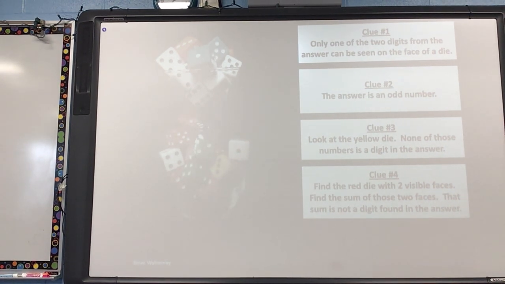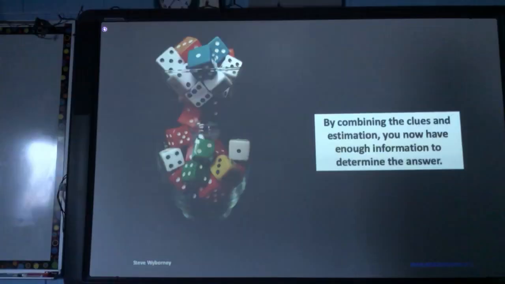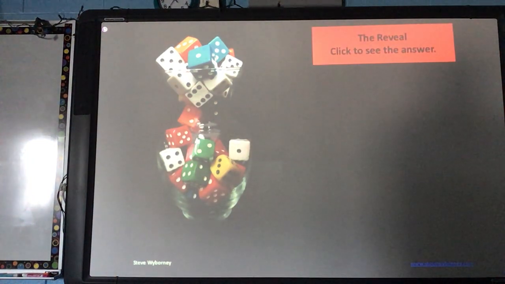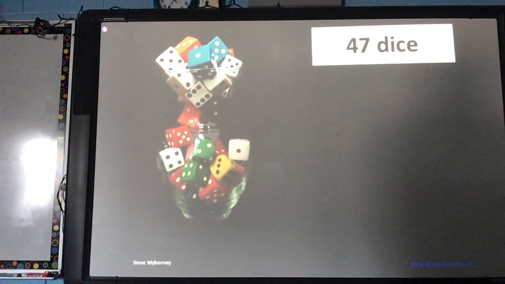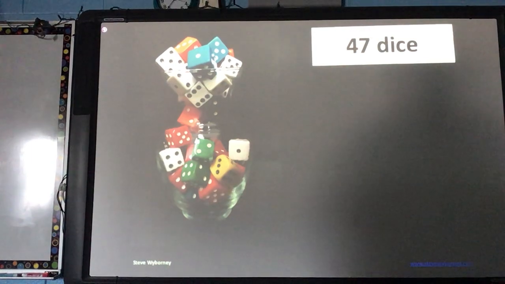Let's see here. All right, here we go. The number of dice. Lights, please. Lights, camera, action. All right, by combining the clues and estimation, you now have enough information to determine the answer. And the answer is 47 dice. That is way higher than what I would have guessed. I would not have guessed 47 dice right there. Honestly, I wouldn't have guessed probably anything over 30. But shockingly, it is 47. All right, guys.